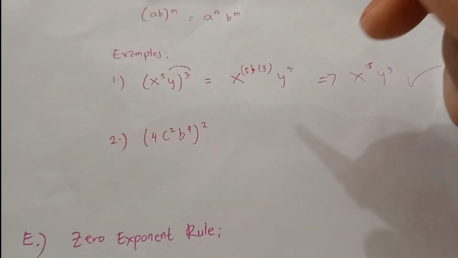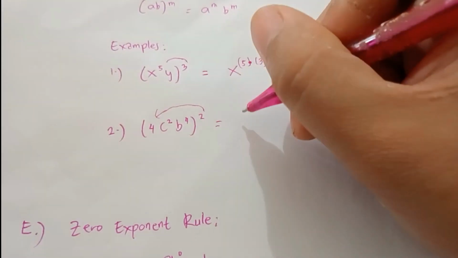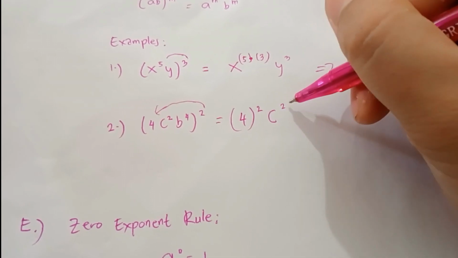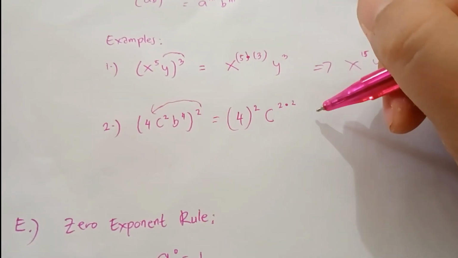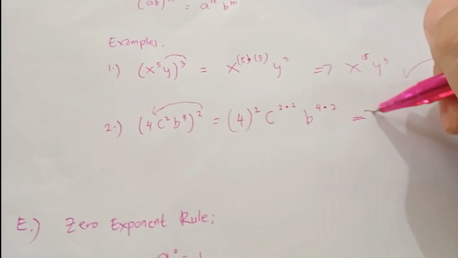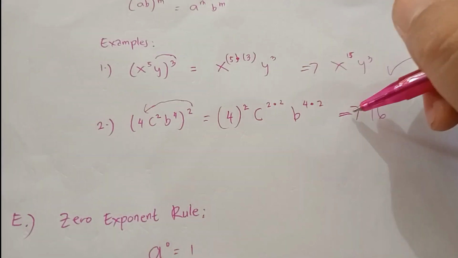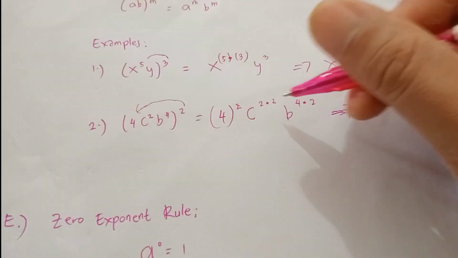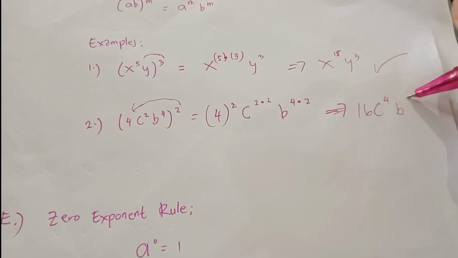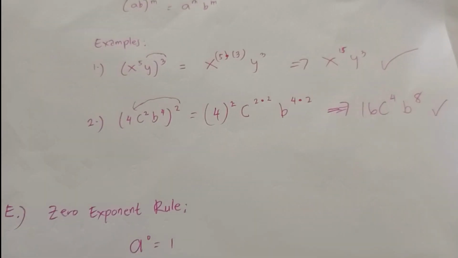This time, just copy 4 and make an exponent 2. Then c raised to 2 times the exponent outside the parentheses. Then b raised to 4 times the exponent outside the parentheses. Then simplify it. So what is 4 squared? That is 16. Then c raised to 4 because 2 times 2 equals 4. B, 4 times 2 we have 8. So that's our final answer.